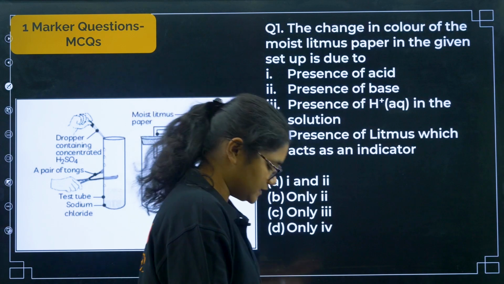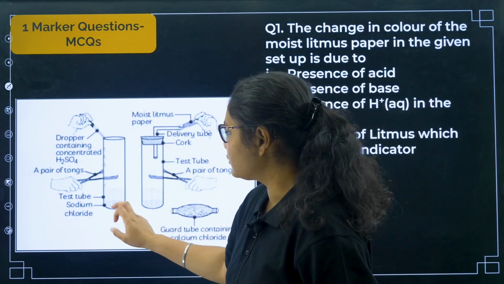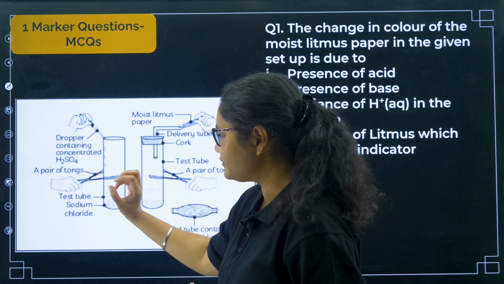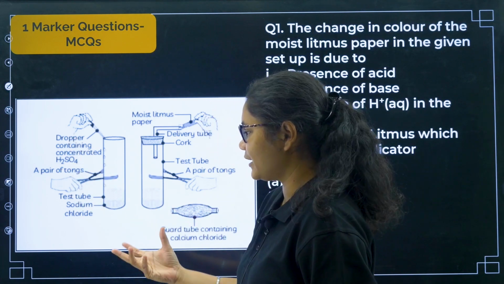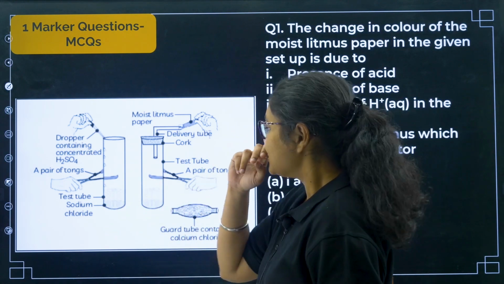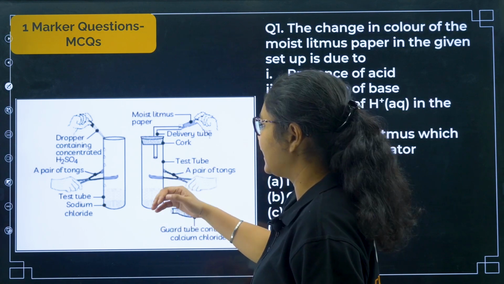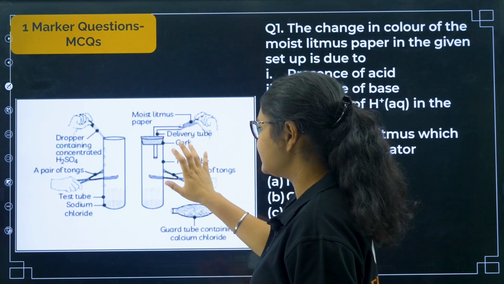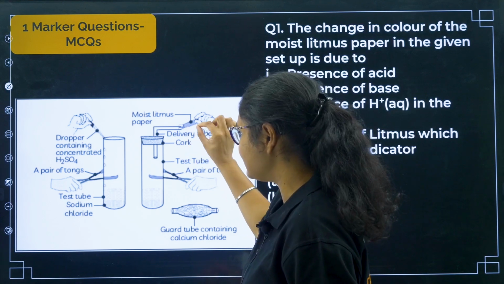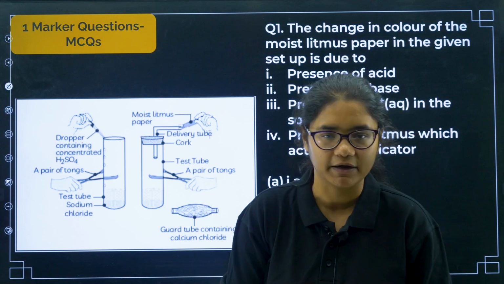If you see here, we have taken sodium chloride and you have added a dropper containing concentrated sulfuric acid. Sodium chloride is there and a dropper containing sulfuric acid is there. So in that case what will happen? When the reaction takes place, you get some gas removed through a delivery tube, and from that you have a moist litmus paper here. So which gas will be produced here?